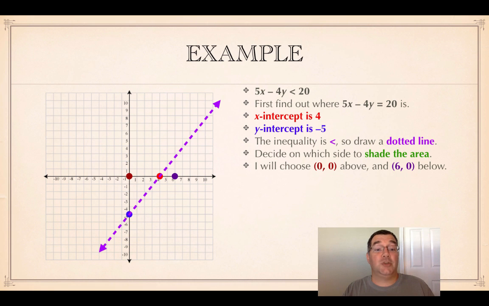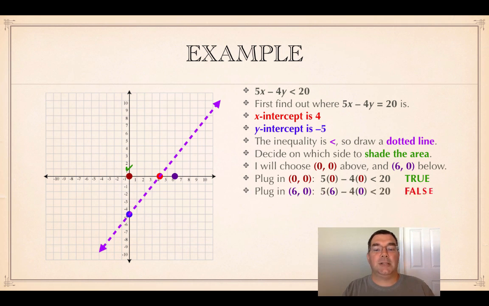One of those points will give me a true statement, one of them will give me a false statement, and I will shade on the side that has the true statement. So if I plug in, I chose (0, 0) and (6, 0). If I plug in (0, 0), I get 5 times 0 minus 4 times 0 is less than 20. Well, that's 0 minus 0. 0 minus 0 is less than 20, so that statement is true.